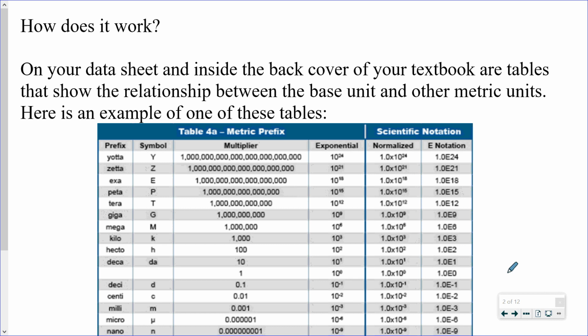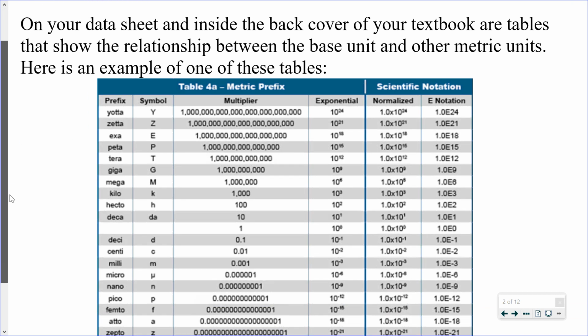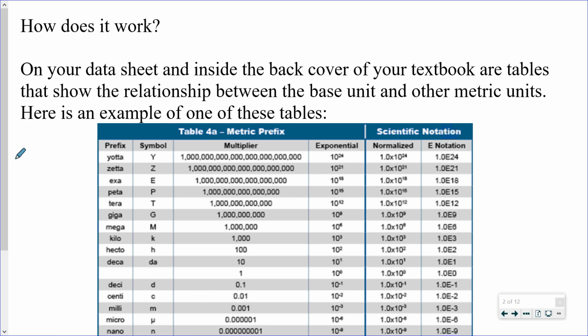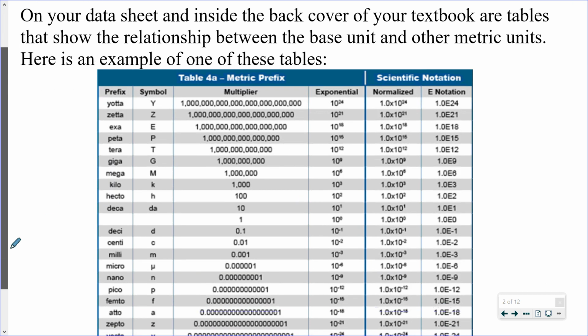So you do have on your data sheet a kind of conversion table that looks similar to this. What it does give us is a whole bunch of symbols, what those prefixes represent. And it does show us here exponential or scientific notation as well. So right in the very center here where they do have this 1.